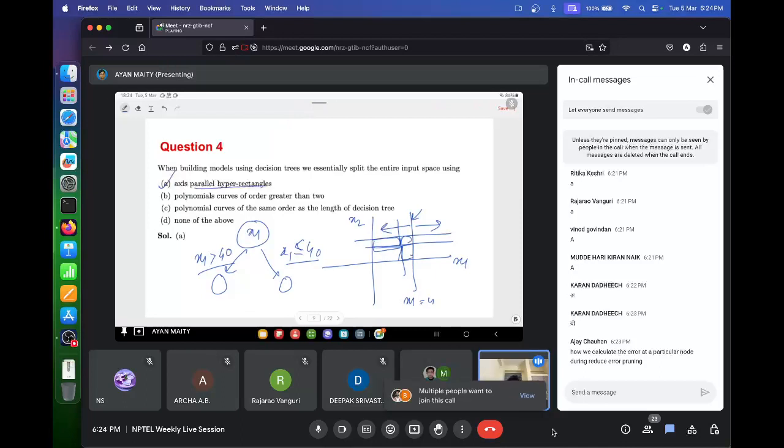That is in 2D, and if we have more than 2 dimensions in the feature space, it becomes hyperrectangles. These lines are obviously axis parallel, because in this example x1 equals 40 is a straight line, which is certainly parallel to the y axis.